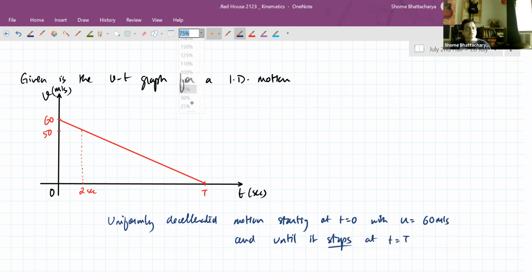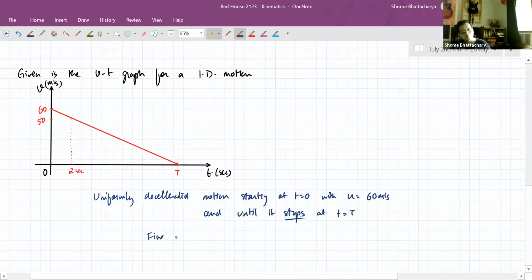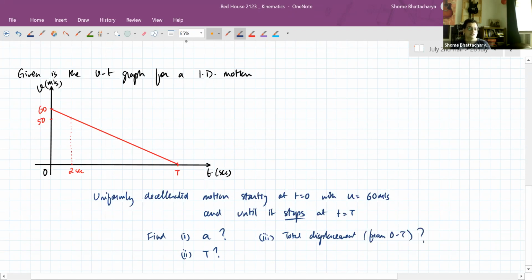So what we have to find from this given graph is the acceleration, the value of this total time, and the total displacement, that is from 0 to T. Okay, so just work this out quickly.